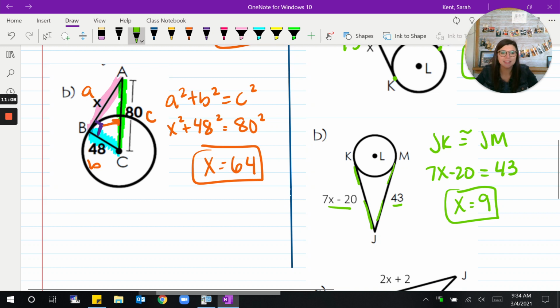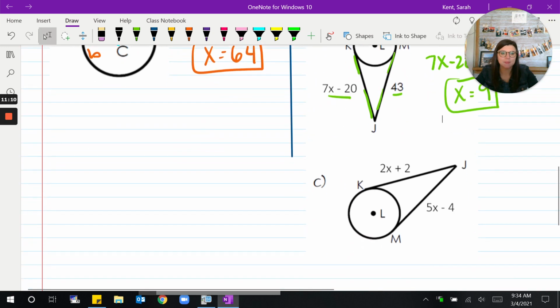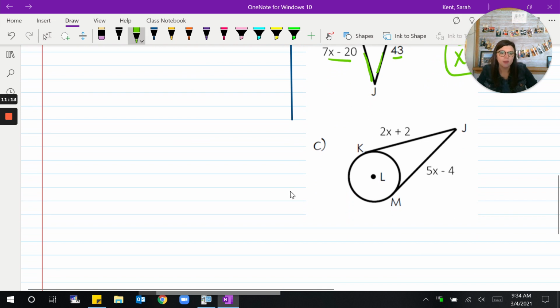All right, we'll do one more, and then you can head to your practice. So again, here we've got JK, and we have JM. Again, they share J. They both touch the circle one time. So I know that JK is congruent to JM. So if JK is 2x plus 2, I know that's equal to JM. And JM is 5x minus 4.